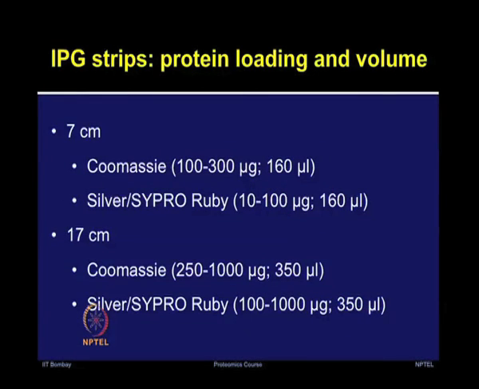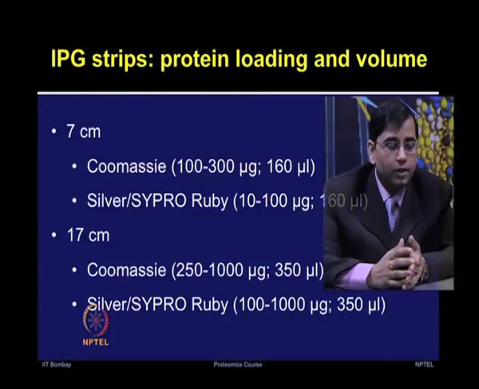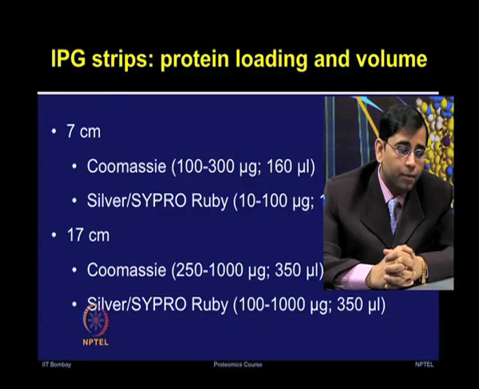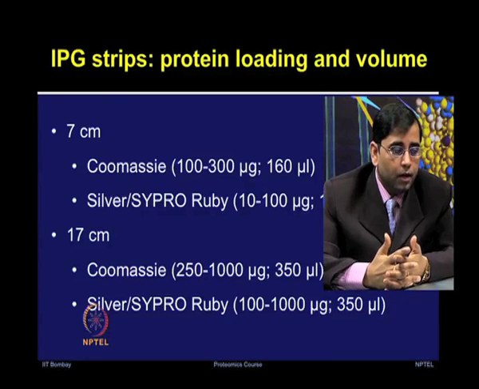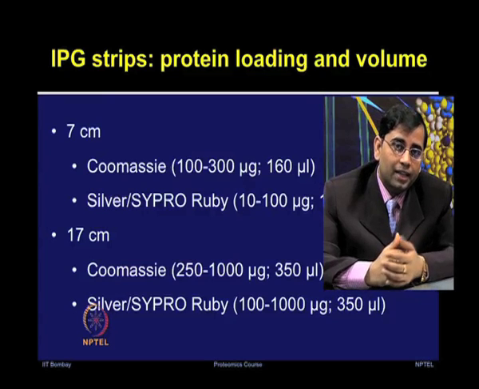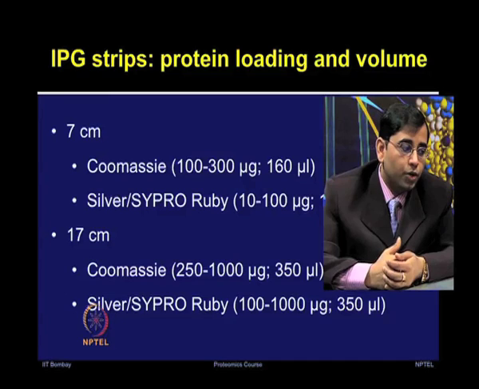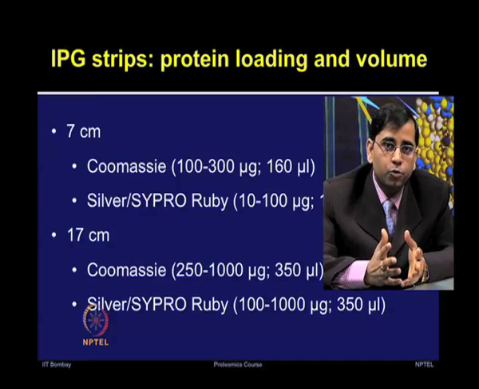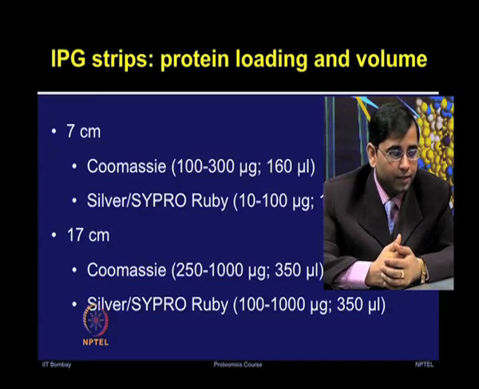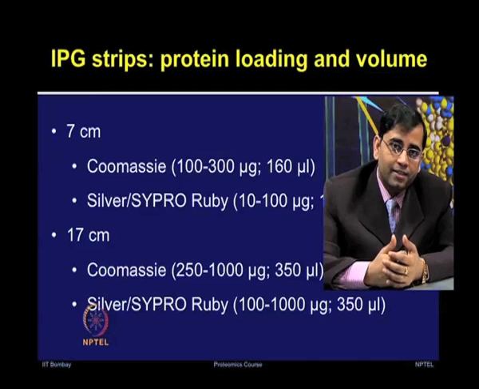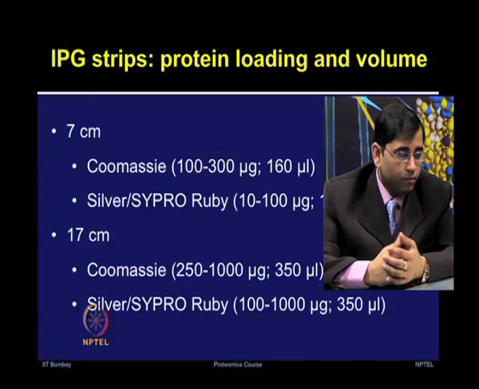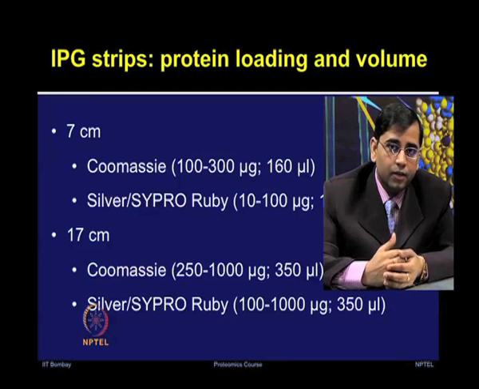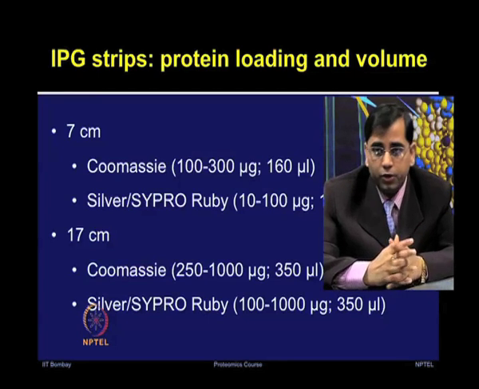These are some recommendations for how much protein one should load on the IPG strips. For example, if you have a small strip like 7 centimeter length, you can apply between 100 to 300 microgram of protein, and maximum volume could be 150 to 160 microliters. Usually, Coomassie stain is a good choice, and if you have Coomassie stain, you can stain that with this much protein.